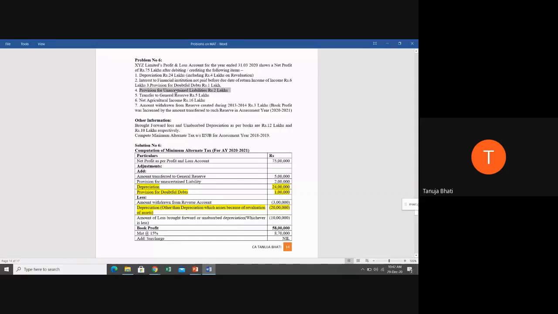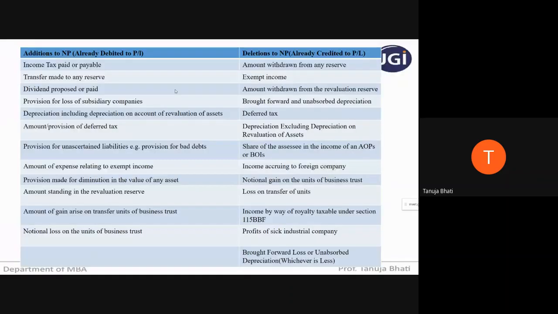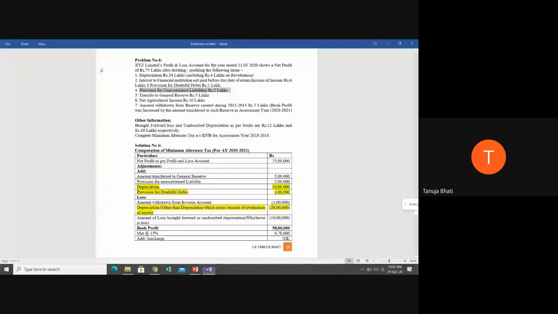Obviously, it is a provision, so it is on the debit side of the P&L account. So if it is unascertained, you have to add it back. See here, students, provision for unascertained liability, add it to the net profit. So we are going to add this particular amount to the net profit.